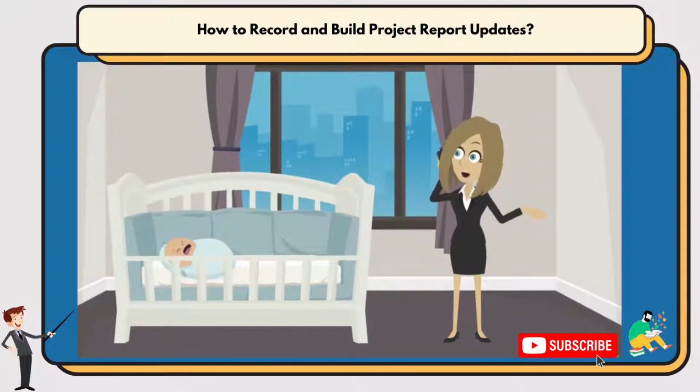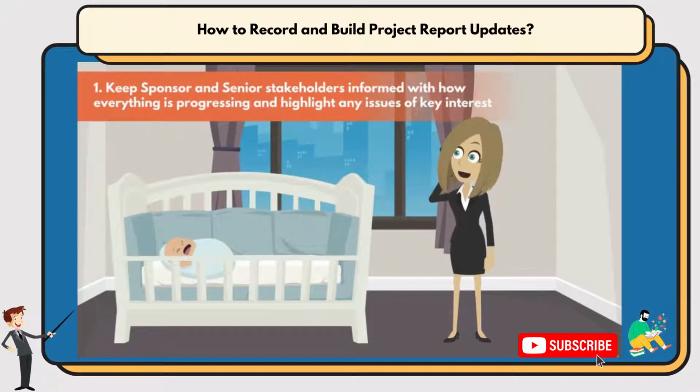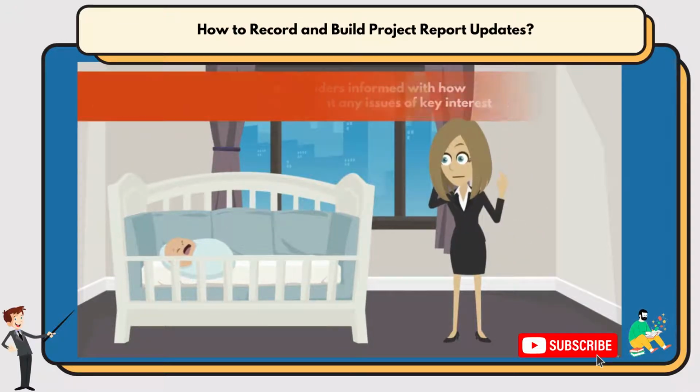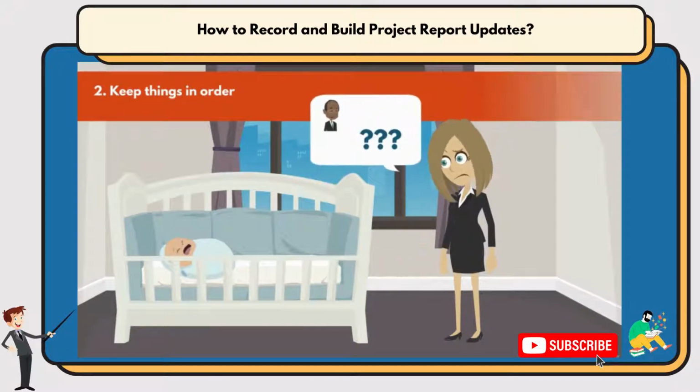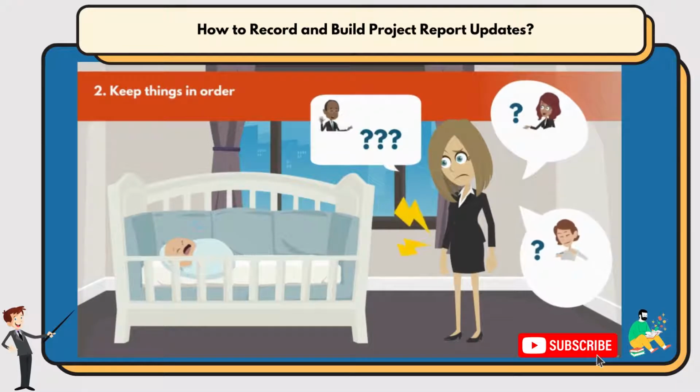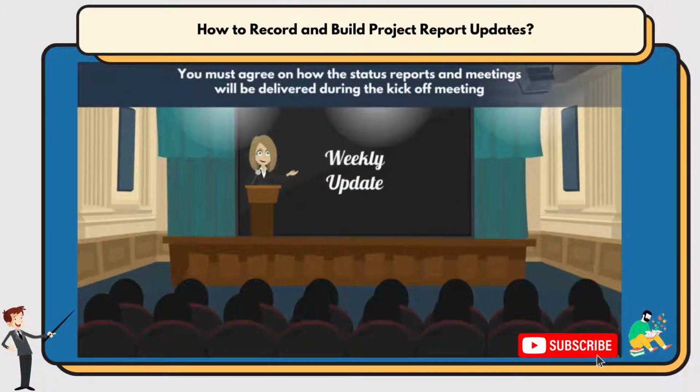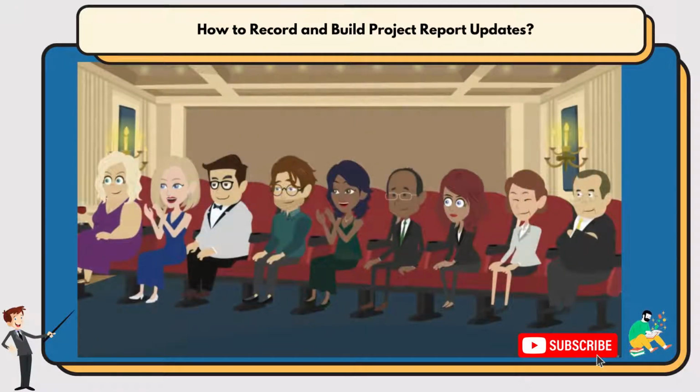There are two main reasons for regular status reporting. The first is to keep the sponsor and senior stakeholders informed with how everything is progressing and to highlight any issues of key interest. The second is to keep things in order. Projects can involve many different people, and this can easily lead to confusion and misunderstandings. To avoid inefficiencies, the project manager must keep up structured communication and coordination. Chaos can be avoided if everyone gets all the same information. To aid this, you must agree on how the status reports and meetings will be delivered during the kickoff meeting. Things like the frequency of meetings, the participants, and the standard agenda.